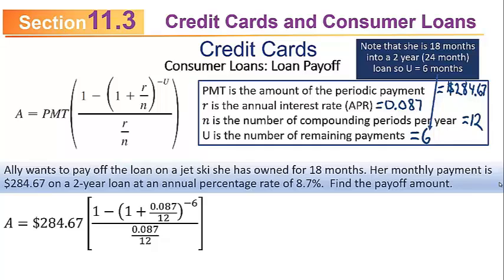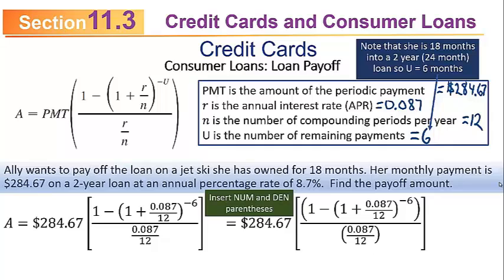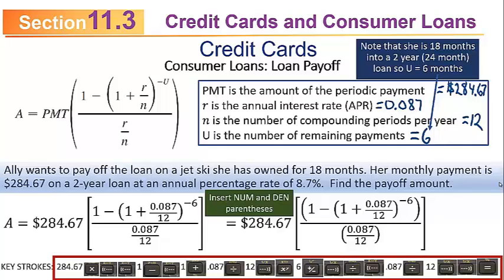And notice that it's a complex fraction, so you'll probably want to put parentheses around the entire numerator and parentheses around the entire denominator before you begin your calculation. Otherwise, it works very similarly to what you've been doing. So again, I'm not going to take you through it stroke by stroke, but you need to be able to reproduce that. And when you correctly get it, you should get $1,665.50.